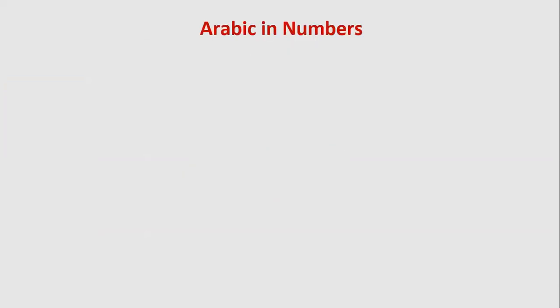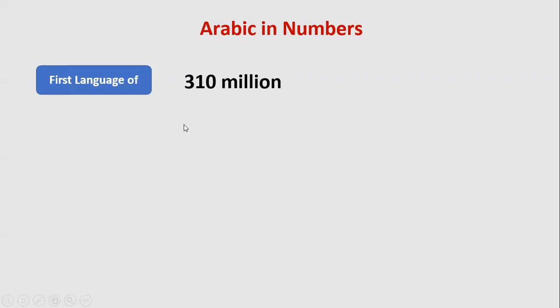Okay, first of all, we need to take a look at the Arabic language in numbers. How many people in the world speak Arabic, how many countries. So this is general information about the Arabic language. First of all, Arabic is the first language of 310 million. This is an average. I'm not sure if it is exactly, but I think it's more than this because I took the number from Wikipedia. In 22 countries. So there are 22 countries which speak Arabic as a native language.